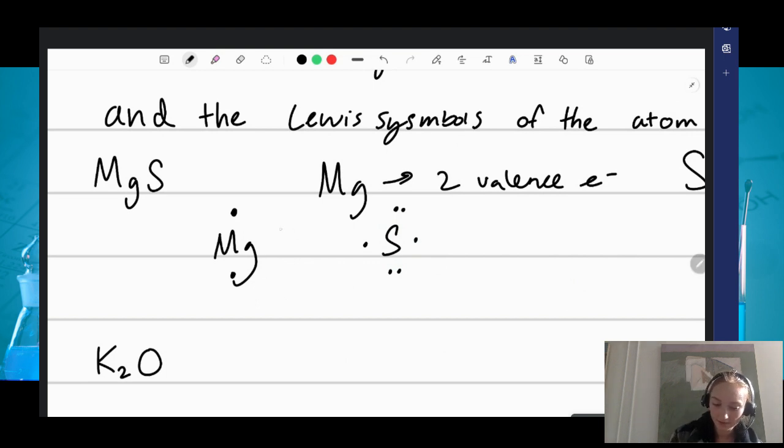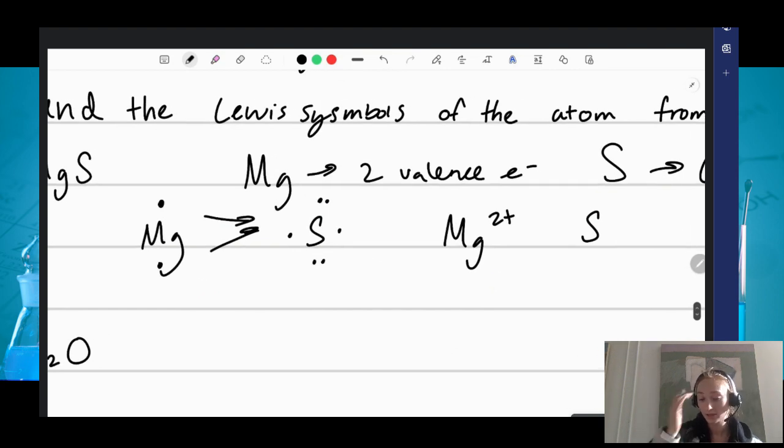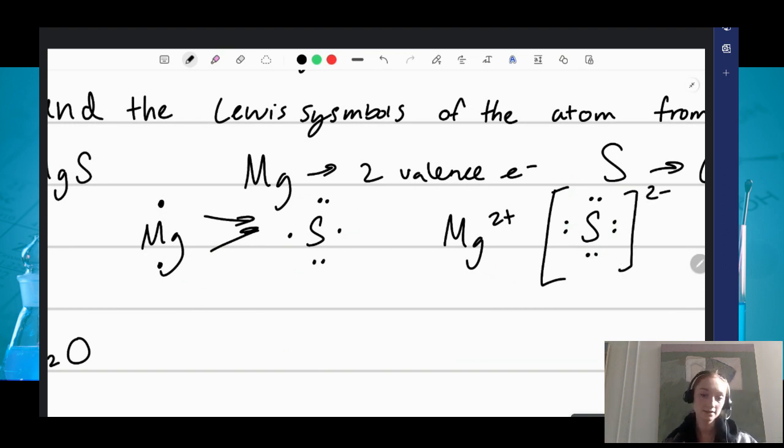Okay, so this is the magnesium and the sulfur, and so what it'll look like afterwards is the magnesium will give them to sulfur. And so it'll be magnesium 2 plus. And since it lost its 2 electrons, it does not have a Lewis structure. And then the sulfur, it'll gain 2 electrons, so it'll have a complete 8 valence electron shell, and it'll have a charge of 2 minus. And so that's what that looks like.